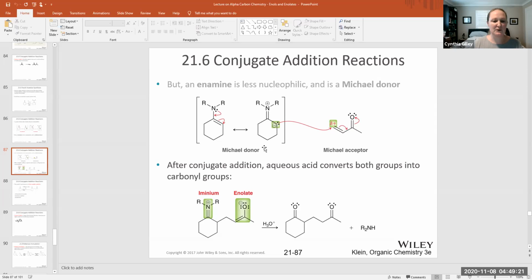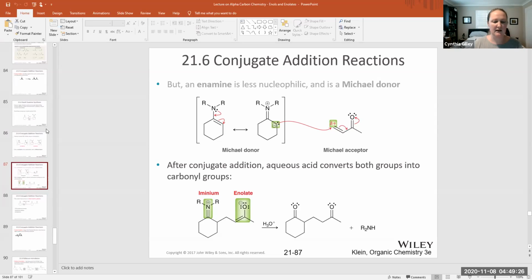So what I would recommend you do is go back to slide number 83 and that table where it lists Michael donors and Michael acceptors, some common ones, and add the enamine to the Michael donor list, because enamines are also good Michael donors. It wasn't included in that particular table in your book because they talk about it after that table is introduced, but it is a good Michael donor. So go ahead and add that to your notes so that you have that all together.